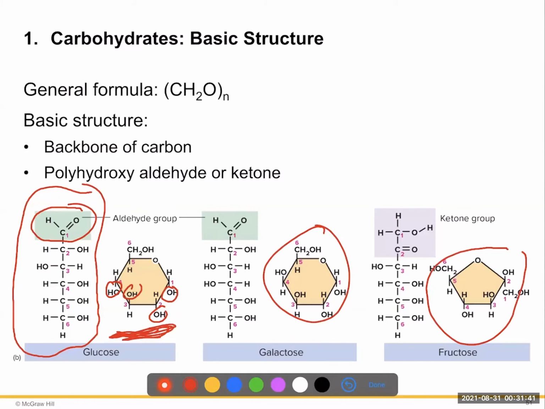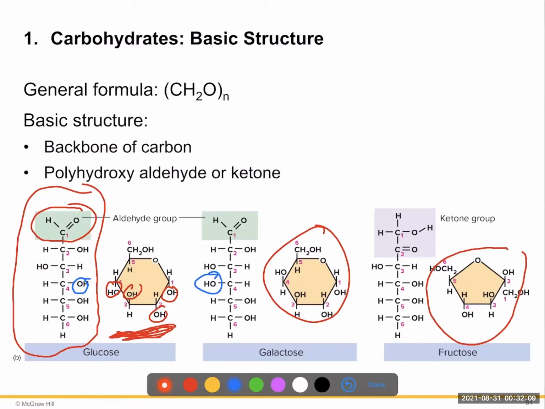And the only difference between glucose and galactose is this OH group is on the right, this OH group is on the left. That's the only difference between glucose and galactose. Everything else is the same. It's just the stereo orientation of one of the OH groups, whether it's up or down from the ring.